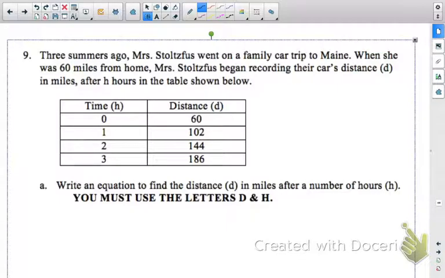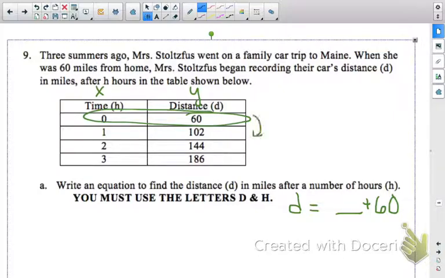So again, this is like x and y. So you want to use the letters given though, h and d. So my answer is going to be d equals something. So I need to find my slope and my y-intercept. But one of the things I notice is my y-intercept is given, 0, 60. So I'm not going to go through it algebraically because I spot it. I just need to find my slope.